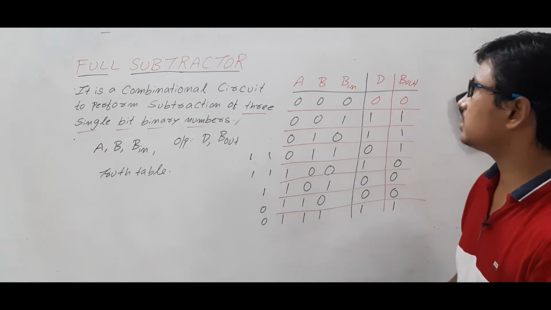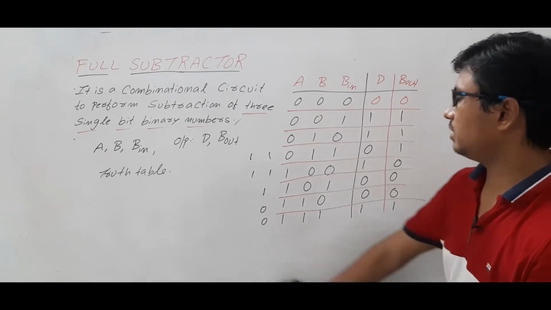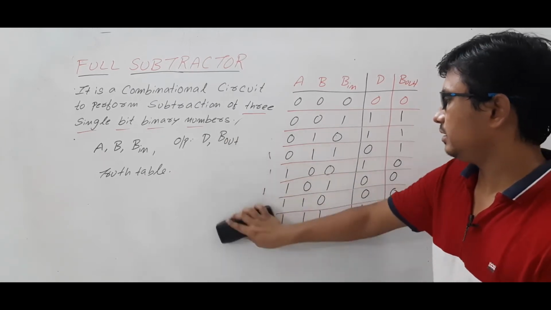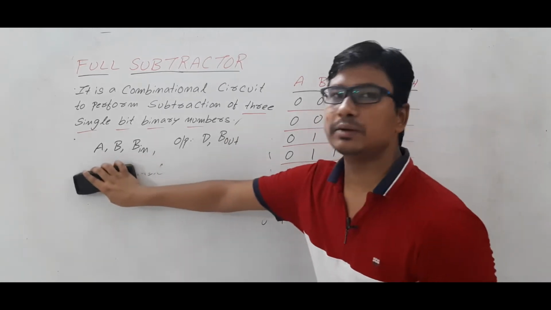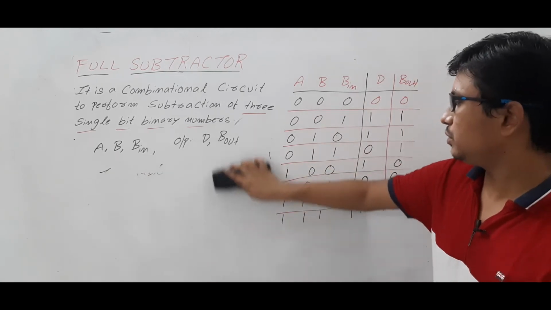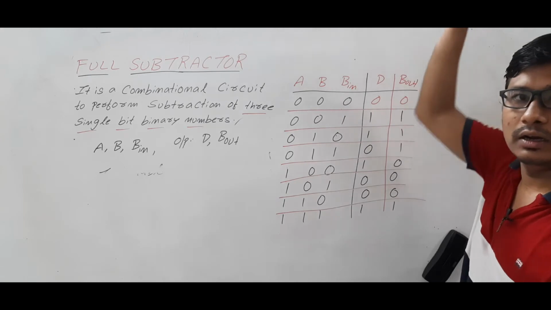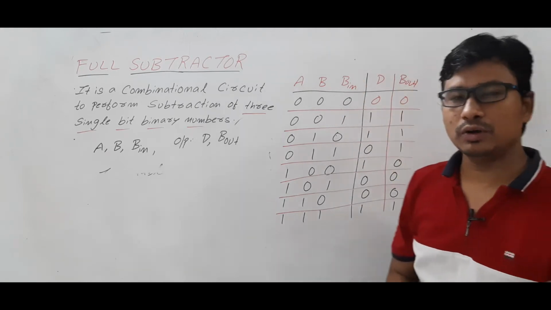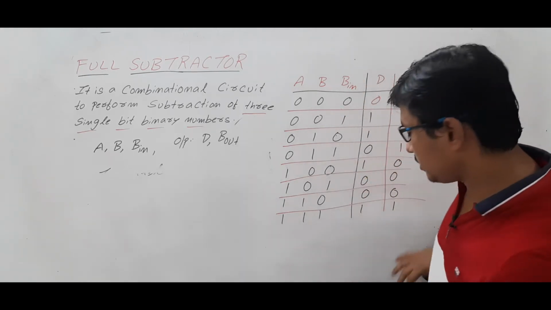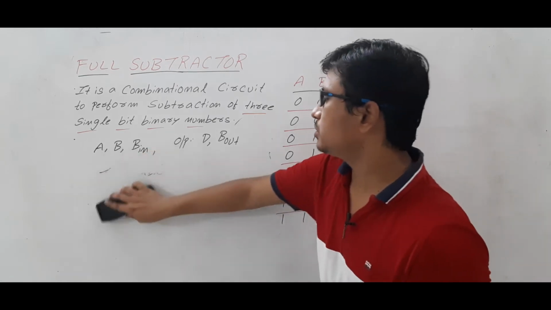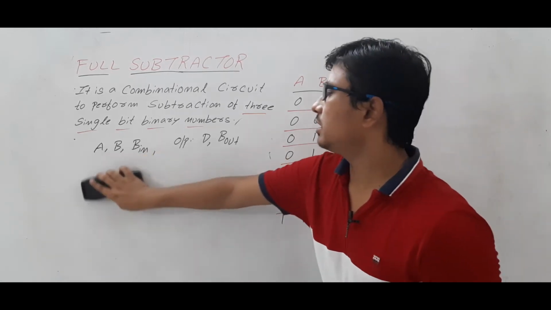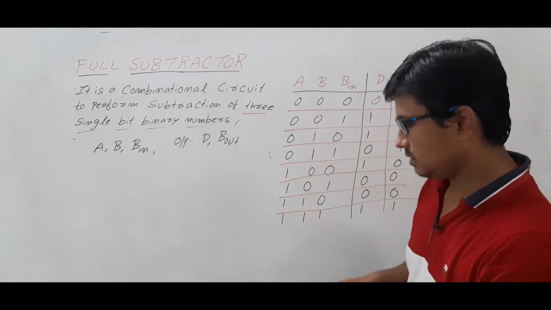So we got the truth table for the full subtractor. Am I right? Now what is the next step we need to do? We need to reduce each function, means one is the difference and another one is the borrow out. So how can I do it? With the help of the K-map. So let me construct the K-map for the difference. Okay.